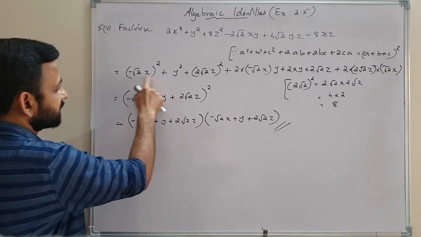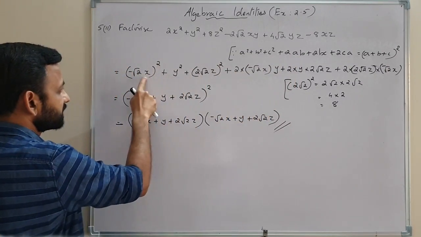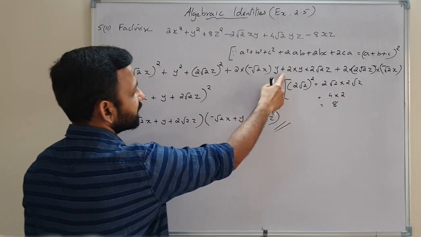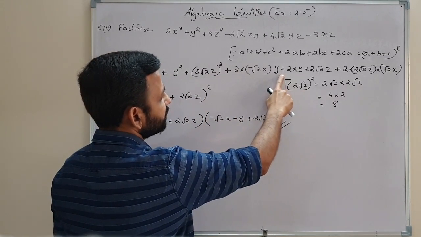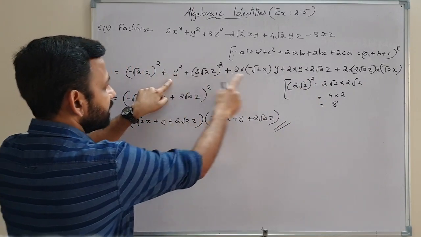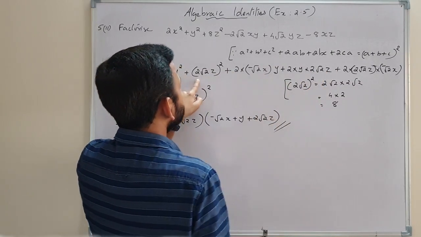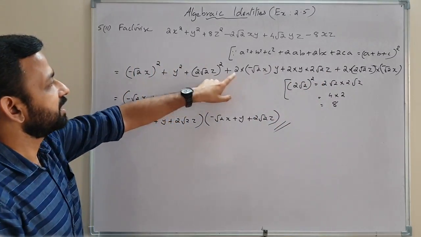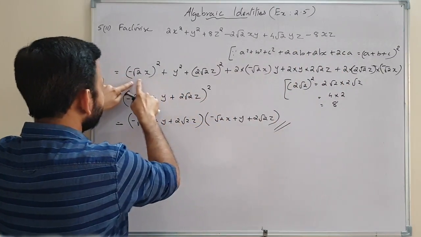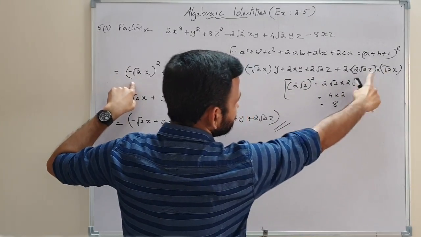So now we got first term, second term, third term. Then 2ab, that is 2 into first term into second term, 2 into minus root 2x into y. Plus 2bc, that is 2 into second term into third term, that is 2 into y into third term 2 root 2 z. Plus 2 into third term into first term, that is 2 into minus root 2x into 2 root 2 z.